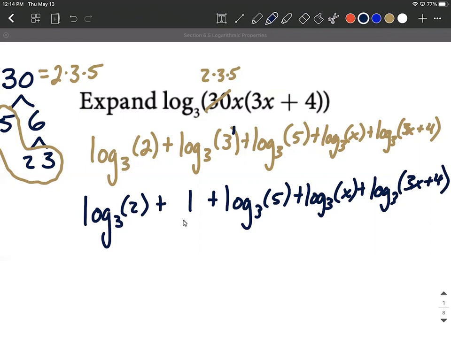And there we have it, as expanded out and simplified down as possible. So I hope this helps out as we're trying to figure out how to expand logarithms using the product rule. Good luck.